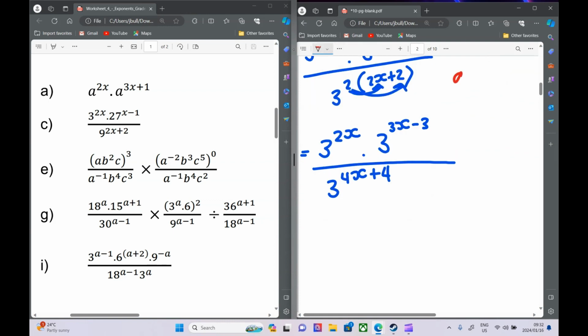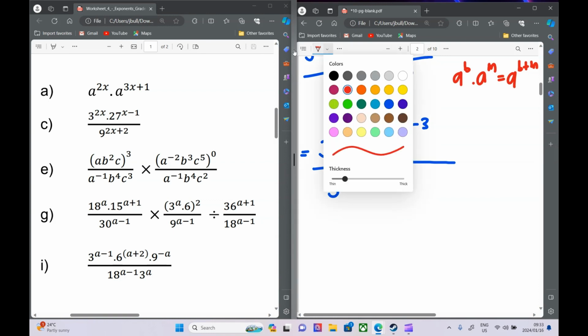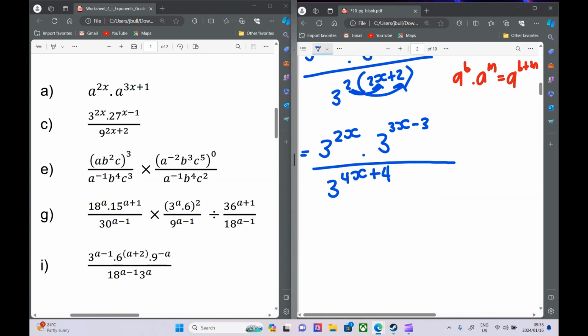So remember we said a to the b times a to the m, we can just add those exponents, b plus m. So that's what we're going to do at the top here. Okay, so at the top we're going to have 2x plus 3x minus 3. And at the bottom we still have this 4x plus 4.